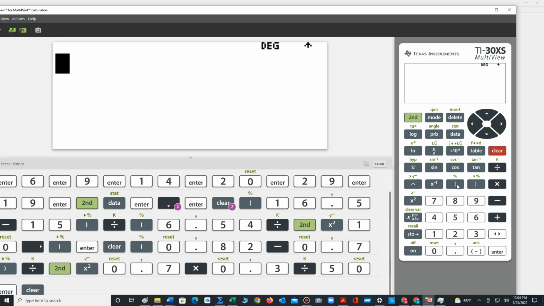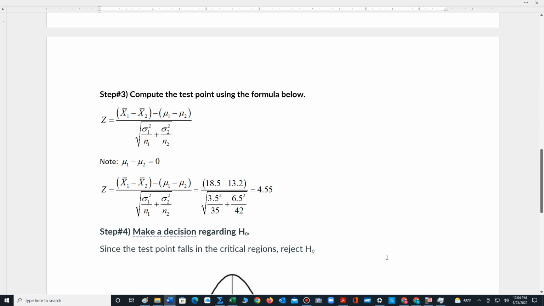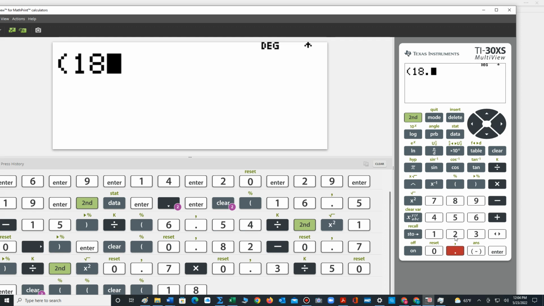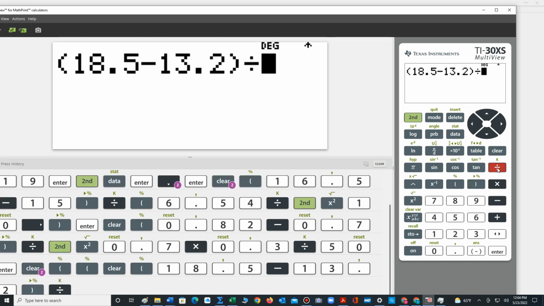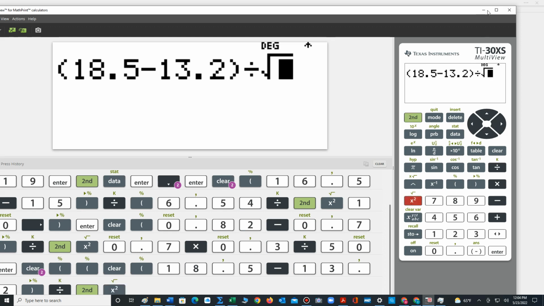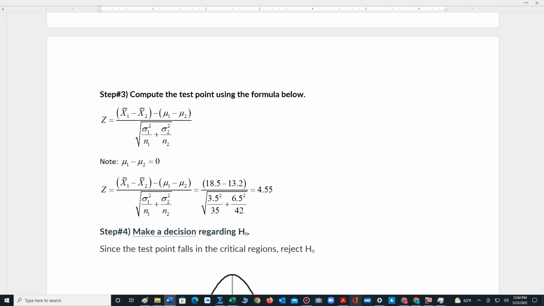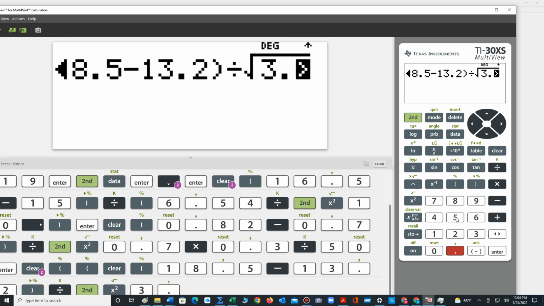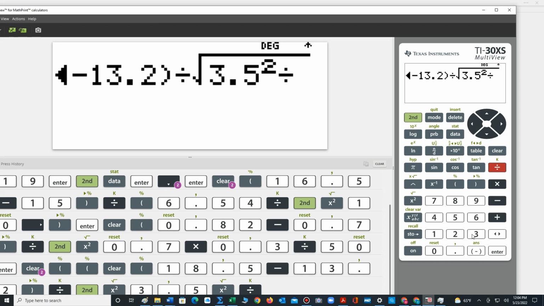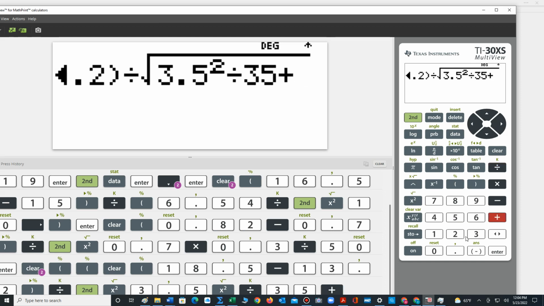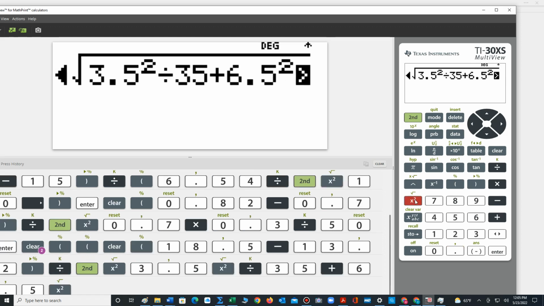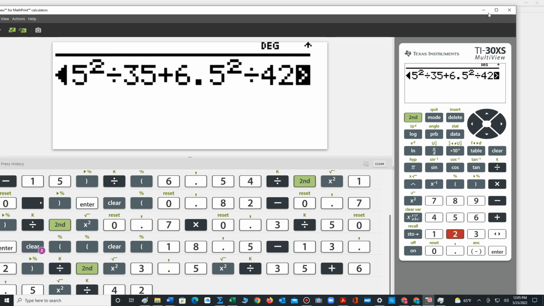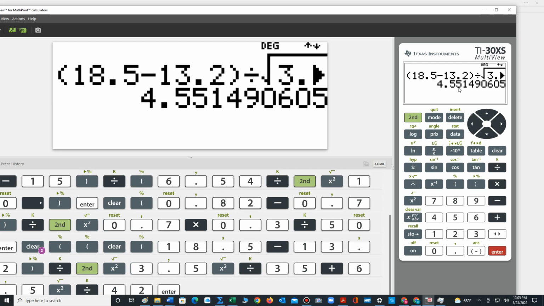So in the numerator, I use parentheses for the calculator. Let me clear that real quick. So 18.5 minus 13.2, close the parentheses, divided by, now I use the square root function, and it's 3.5 squared over 35. So we have 3.5 squared divided by 35, plus 6.5 squared over 42. Let me just verify that real quick. Yes, that's correct. So the next step, hit enter, and we get our value, 4.55.